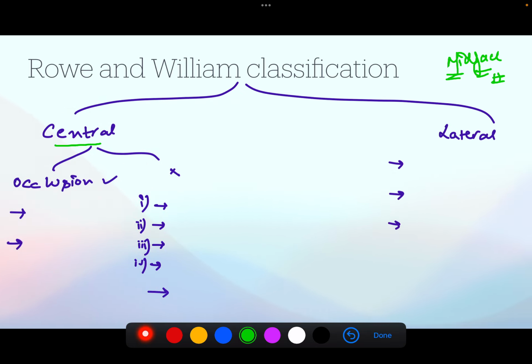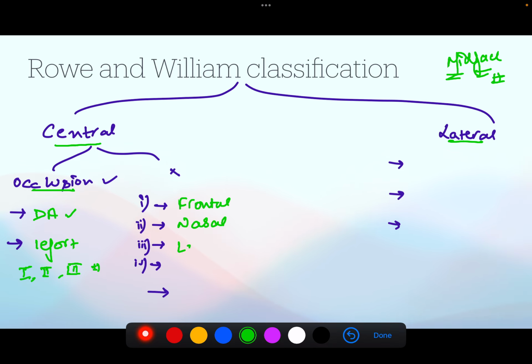So for the midface, it could be central or lateral. For the central, when the occlusion is involved, it can be dento-alveolar fracture or Le Fort 1, 2 or Le Fort 3 fracture. Alright. When the occlusion is not involved, it can be frontal process of maxilla fracture, nasal bone fracture, lacrimal bone fracture, or the ethmoid bone fracture. And the fifth one is for the combination from above, that is from 1 to 4.